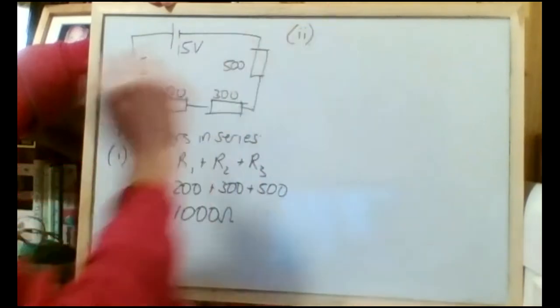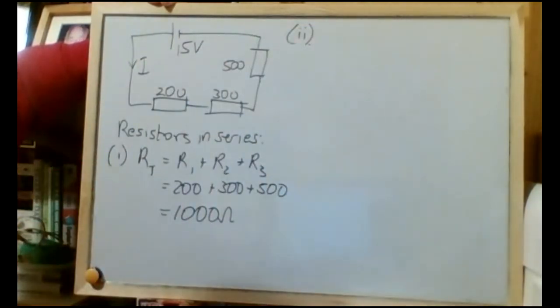Part two, what's the current? Now, for this part, generally any question that I ask you, the second part will tend to be, well, what's the current at the battery? Because unlike this question, in other circuits, the current will change from point to point in the circuit. So to work out the current at the battery, apply Ohm's law to the whole circuit.